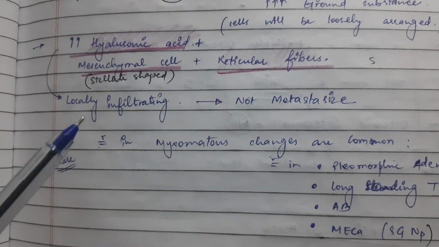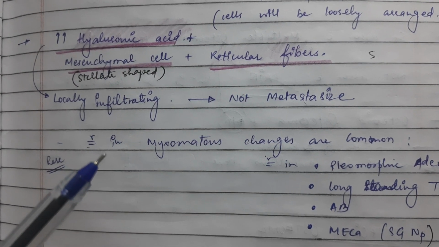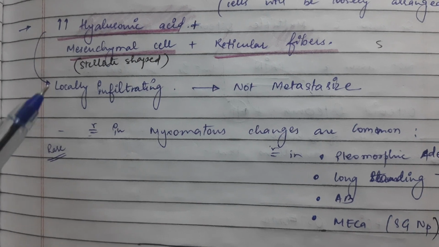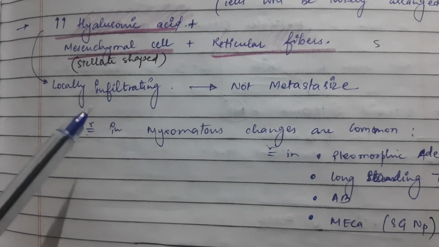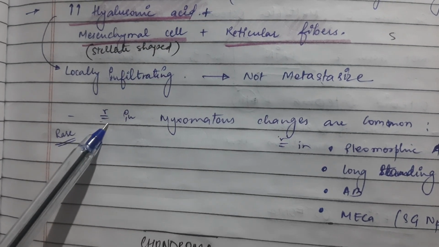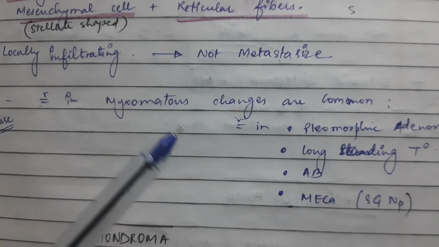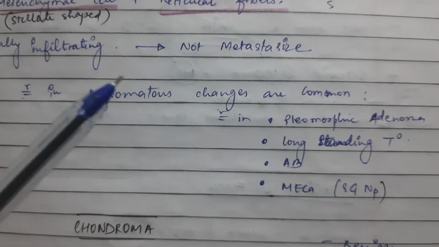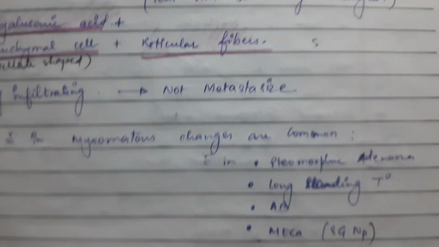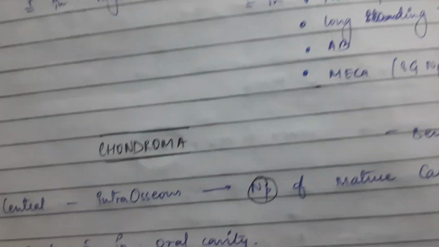It is locally infiltrating and will not metastasize. Myxoma itself is rare, but myxomatous changes are common. They are commonly seen in pleomorphic adenoma, long-standing tumors, ameloblastoma, or mucoepidermoid carcinoma.